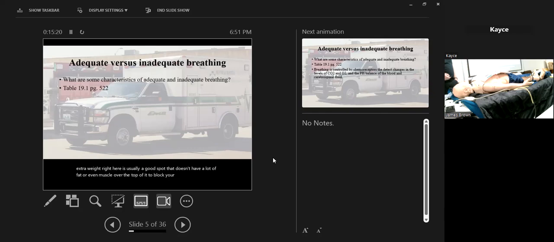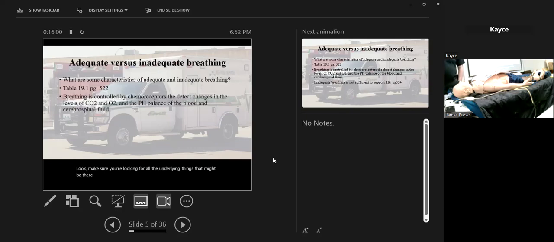All right, back on page 522, we got diminished and unequal or absent sounds for breath sounds, irregular patterns for rhythms. So there's a lot of things that we look for in inadequate breathing. But if we're seeing everything that looks adequate, does that necessarily mean they're not having issues breathing? No. Just because they look like they're adequately breathing, make sure you're looking for all the underlying things that might be there.